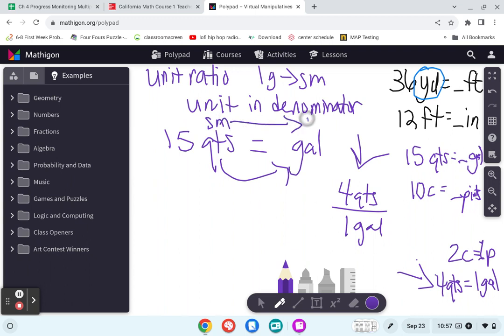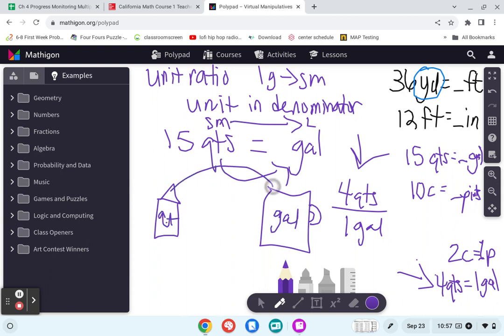So I'm going from a smaller unit to a larger unit, so my number should come down smaller. Meaning, I need more quarts to fill up a gallon jug. This is a gallon jug. Don't laugh at my drawing now. This is a gallon jug, and this is 1 quart. Look at how small that is. So my number is going to be larger because I can put more quarts inside that gallon.